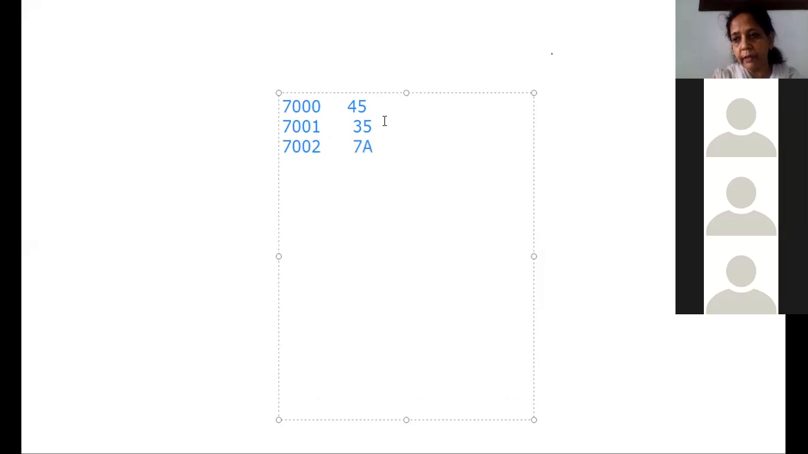5 plus 5 is A, hexadecimal addition is there, and 4 plus 3 is 7. So this is the program which you have to write. Whatever might be the numbers, you don't know what they are, whatever might be in 7000 and 7001, you have to add them and store the answer in 7002. This is the question.